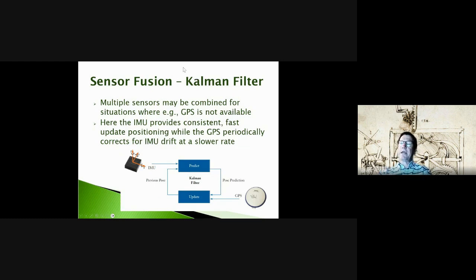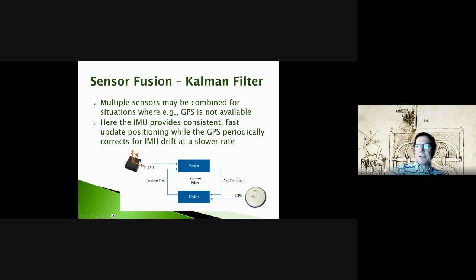The Kalman filter is a classic and, in certain cases, optimal way of fusing data. We're going to dive into this a little bit here. Multiple sensors may be combined for situations where, for example, GPS is not available. Here, the IMU is that inertial measurement unit that has accelerometers, gyroscopes, and a magnetometer.